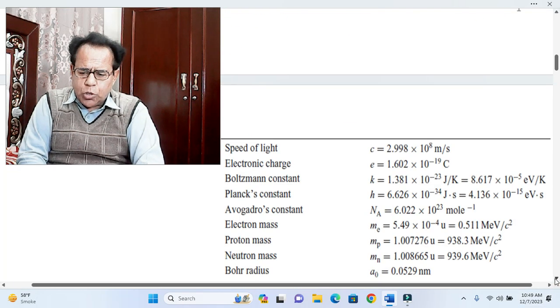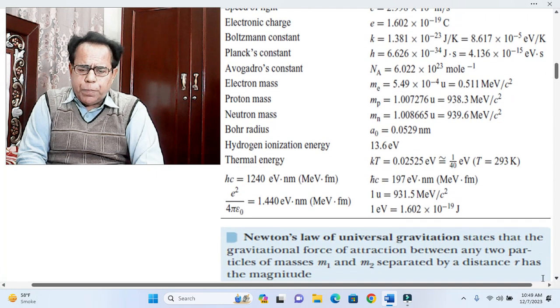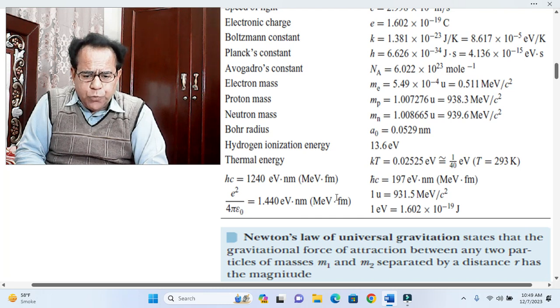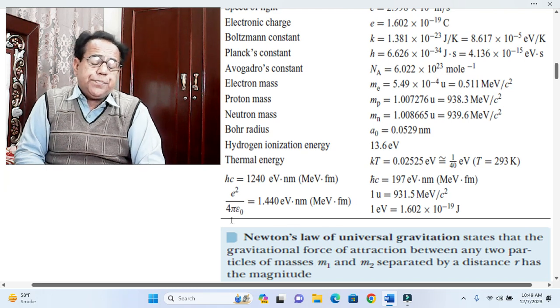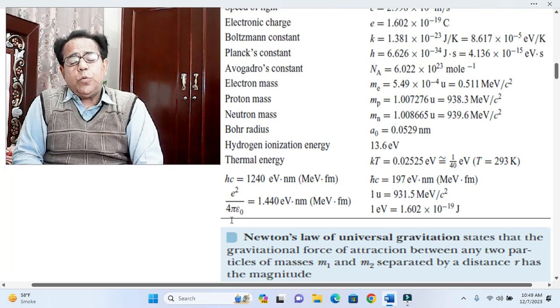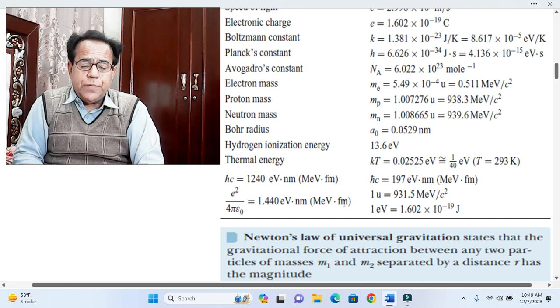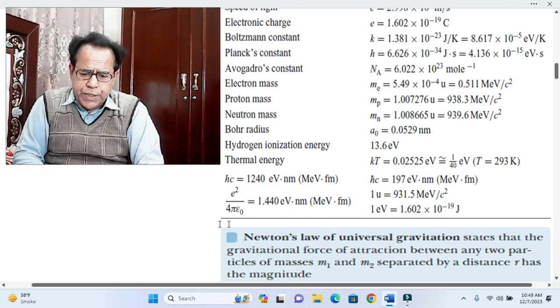This is the snapshot where e square over 4 pi epsilon naught is equal to 1.440 electron volt nanometer, or equivalently million electron volt femtometer. Nano means 10 to the power minus 9, while femto means 10 to the power minus 15. Million means 10 to the power plus 6. We are going to use this value in equation number 1.